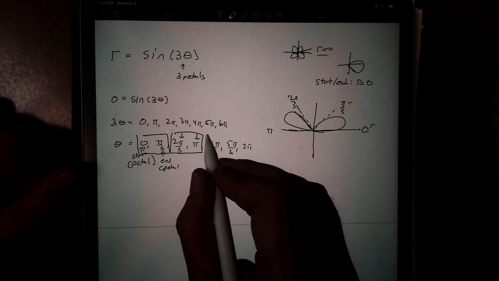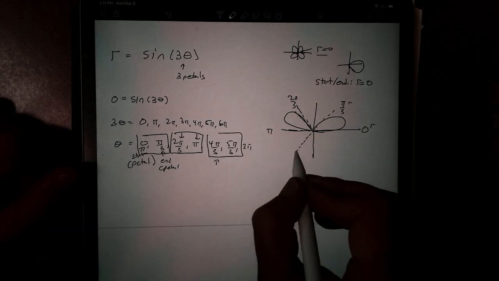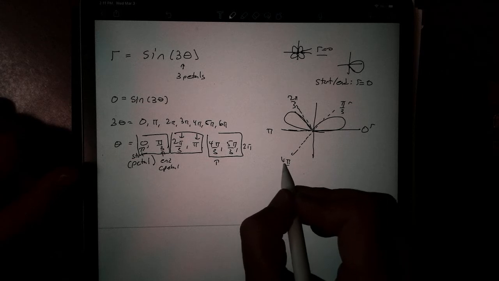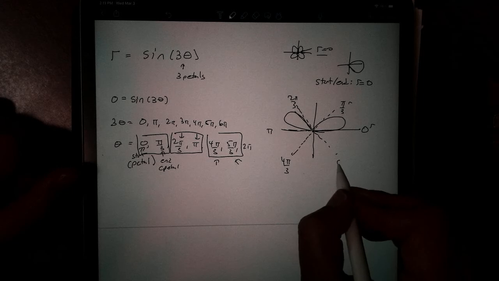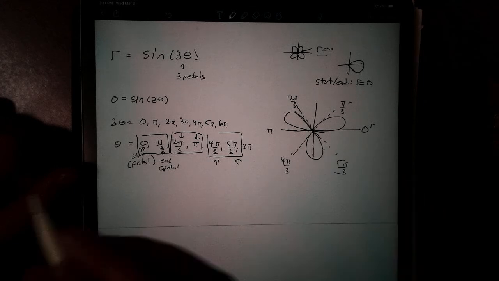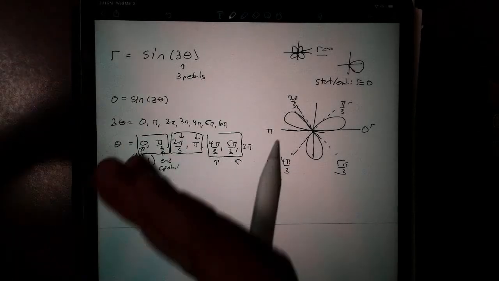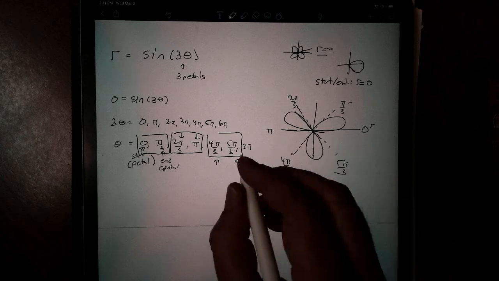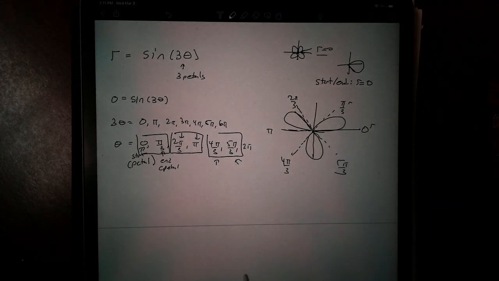So where's our third petal at? Right here. Where do I start? 4 pi over 3. Where's it ending? 5 pi over 3. So my petal has to go out in the middle there. And there we have it. Now notice I'm not worried about the radius because we're really only rough sketching this. What about the 2 pi? Well, 2 pi is my start. It's at 0, so it's just going to start over again.